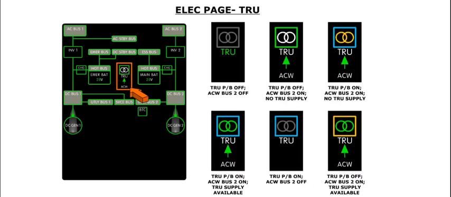The TRU is represented by a square with two intersecting circles and a TRU label, along with an upward pointing arrow and a CWALT label. The six different possible displays of the TRU, which depend on the status of the TRU push button, the status of the ACWALT bus 2, and TRU power supply availability, are shown on the screen.